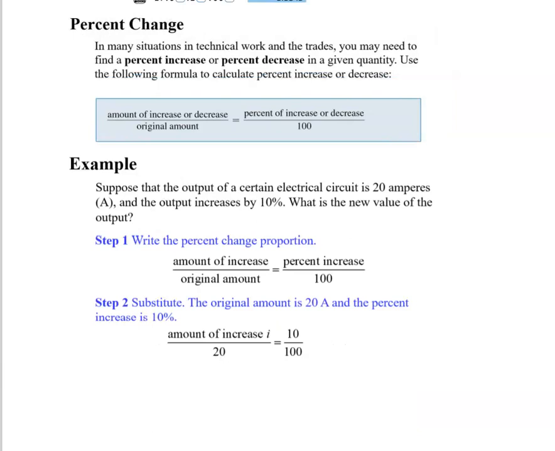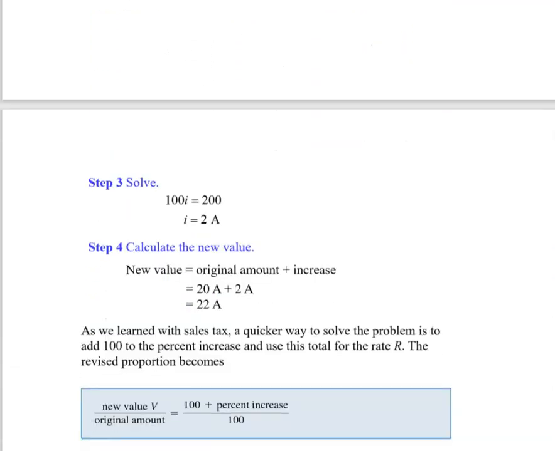Okay, so they've got an example of a problem that says, suppose the output of a certain electrical circuit is 20 amperes and the output increases by 10%. So that would be the percent increase. What is the new value of the output? So they've got the amount of the increase over the original amount. We don't know what the amount of the increase is, but we know that the original amount is 20. The percent increase is 10 over 100. So they did their cross multiplication and they found out that it was 2 amperes. Well, if it started at 20 and it increased by 2, the total is going to be 22.